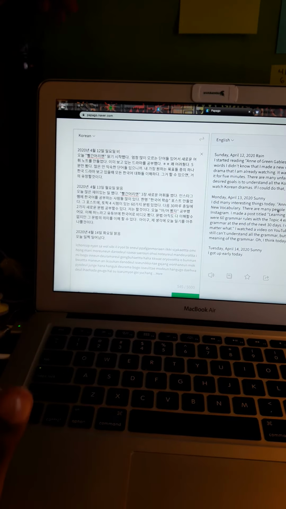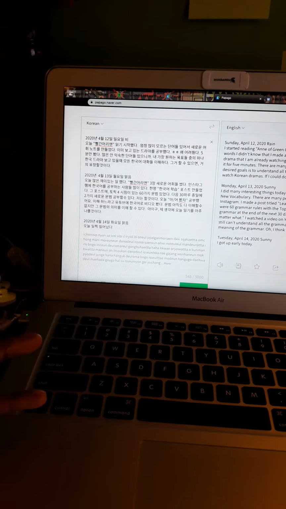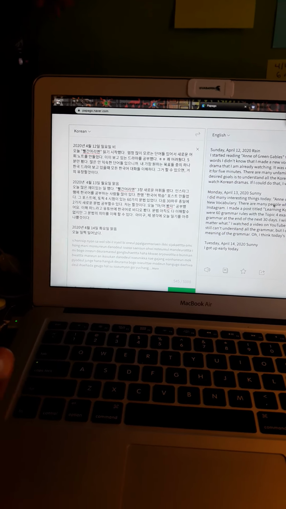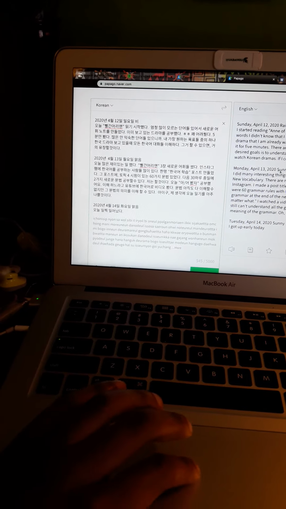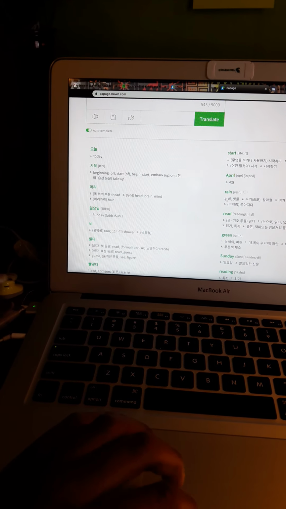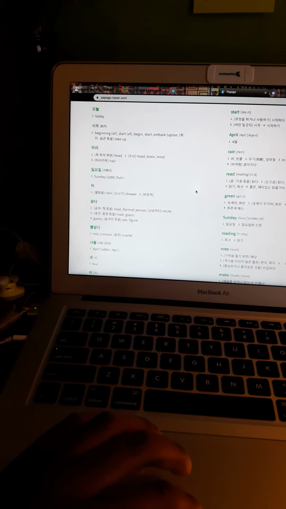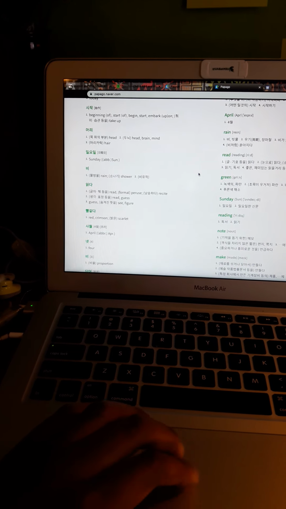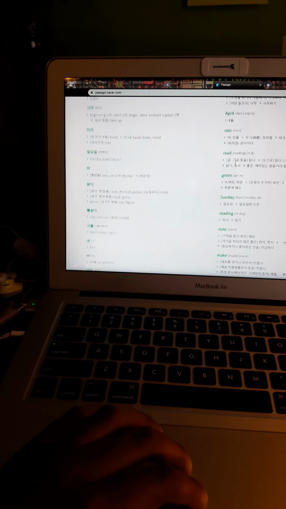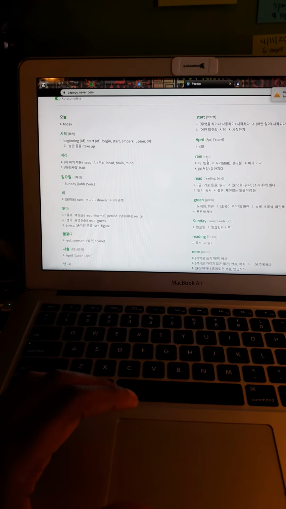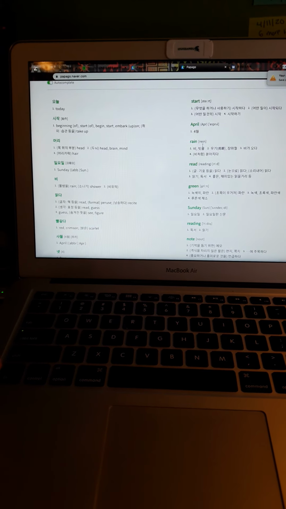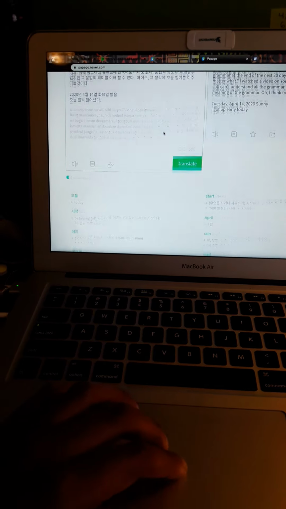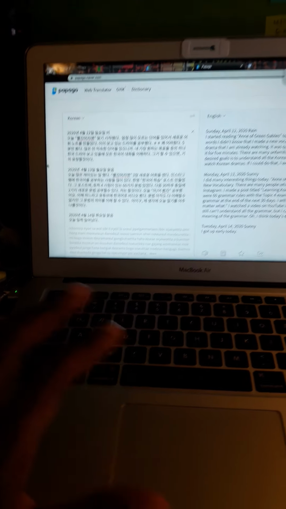But the first step that I do is I go to Papago, which you can compare to Google Translate, except it's so much better because it pulls out all of the words and gives you the translation in both Korean and in English so that you can use it if you are learning English as a Korean speaker or if you are learning Korean as an English speaker. And it does that with several other languages as well.